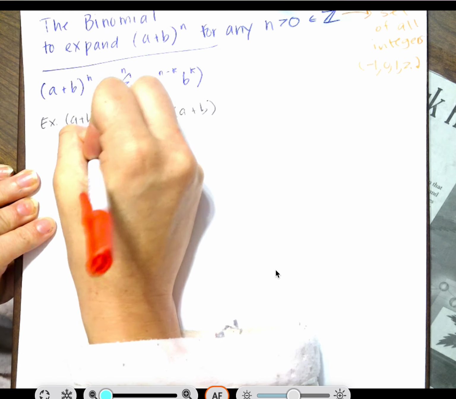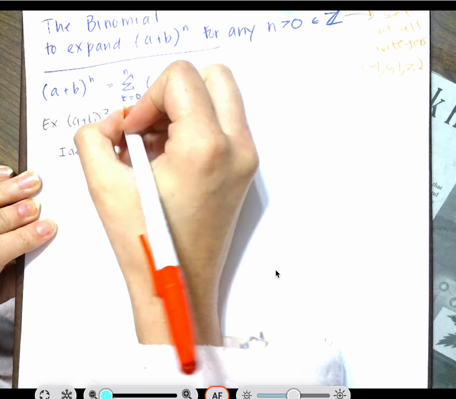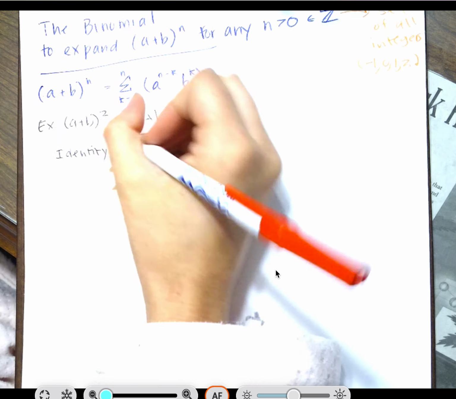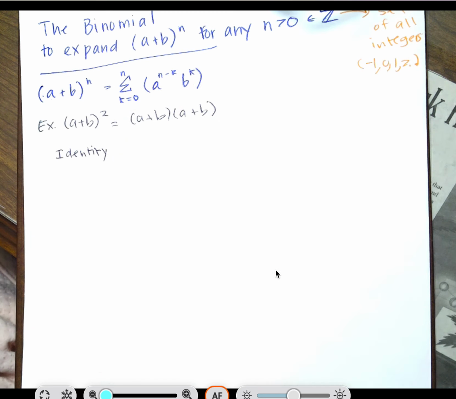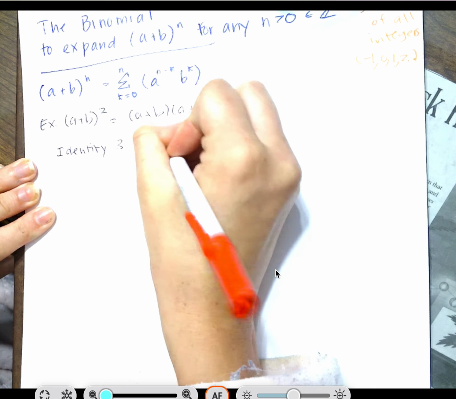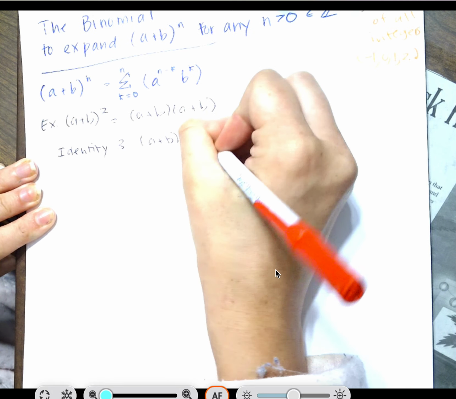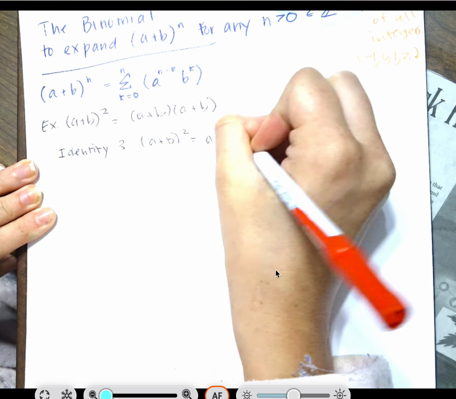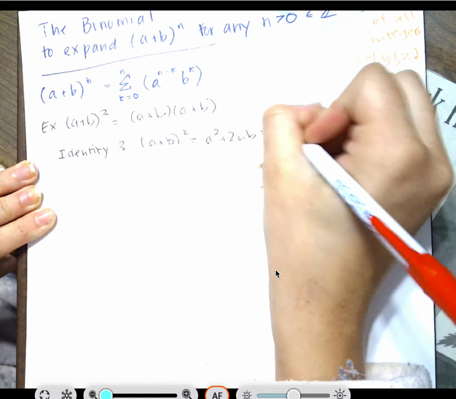Identity 3 or 4. Let's see. Identity, where are you labeled? Identity 3, yeah. Identity 3 says that a plus b squared is equal to a squared plus 2ab plus b squared.